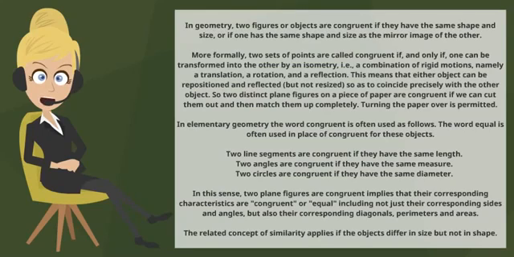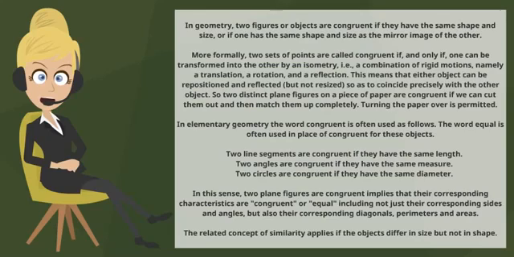This means that either object can be repositioned and reflected, but not resized, so as to coincide precisely with the other object. So two distinct plane figures on a piece of paper are congruent if we can cut them out and then match them up completely. Turning the paper over is permitted.